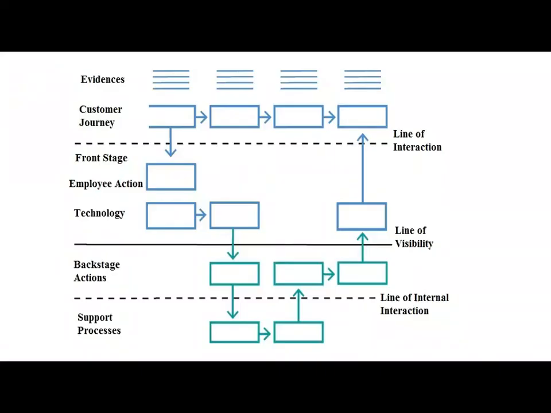Example of service blueprint. Now this is just one example of a service blueprint where evidence and customer journey are shown at the first part and there is a line of interaction. Then front stage employee actions and technologies can be seen in the middle part. Line of visibility is shown in the middle. After that, backstage actions and support procedures. In between, there is a line of internal interaction. Depending on such various symbols and lines, you can construct a service blueprint of any service that has been offered by the service provider.